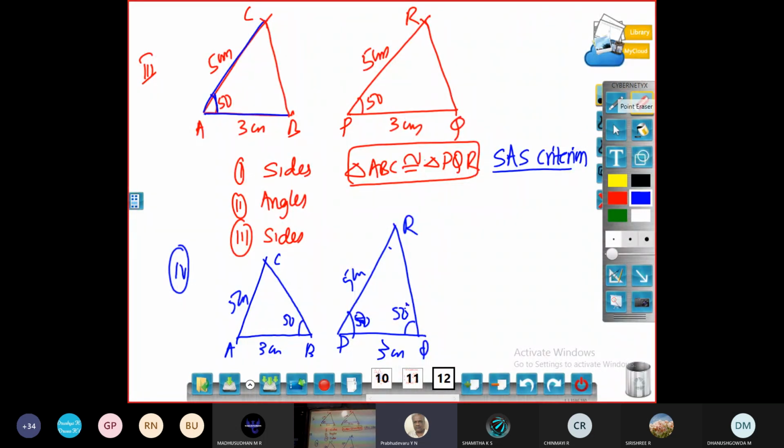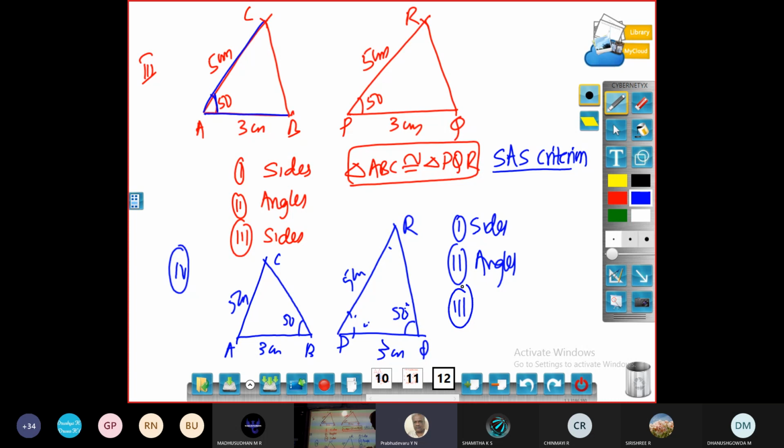You can do one activity today. You construct this type of triangles. So here I have taken one pair of sides equal, second one pair of angles equal here also, third another pair of sides also I have taken. So here also SAS only.